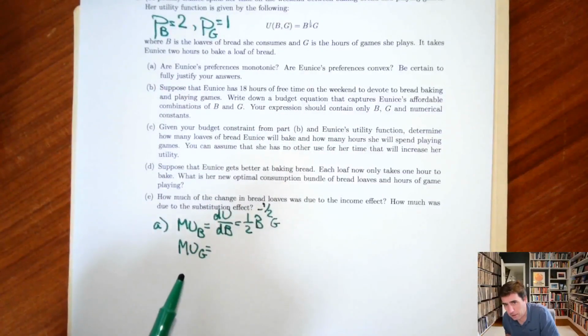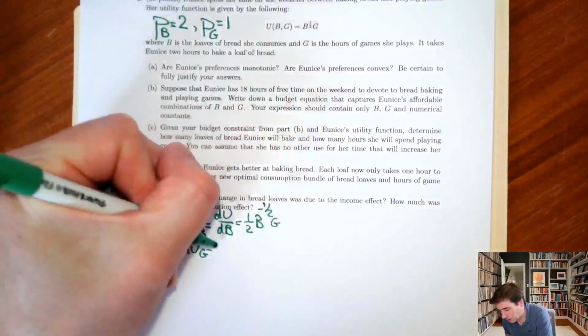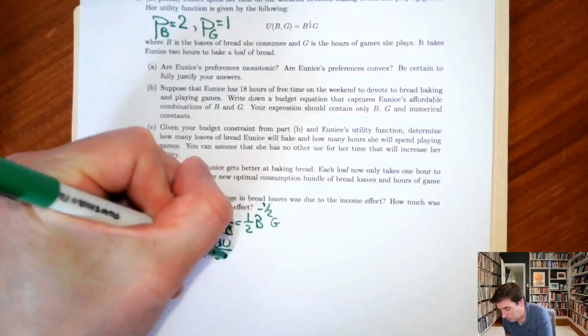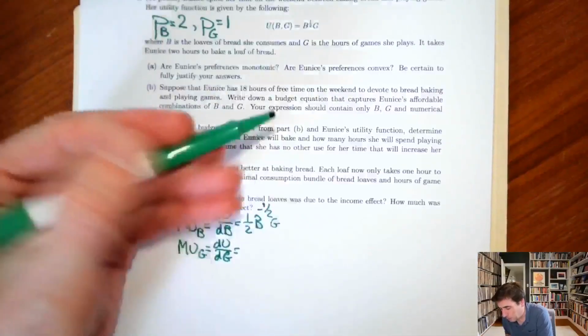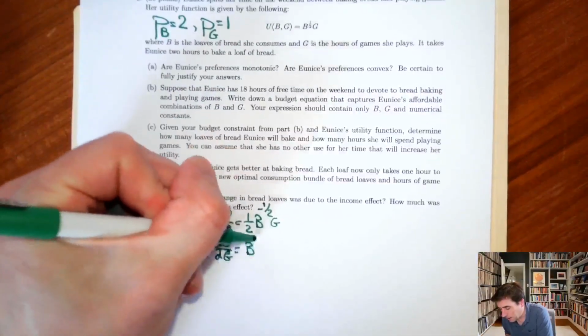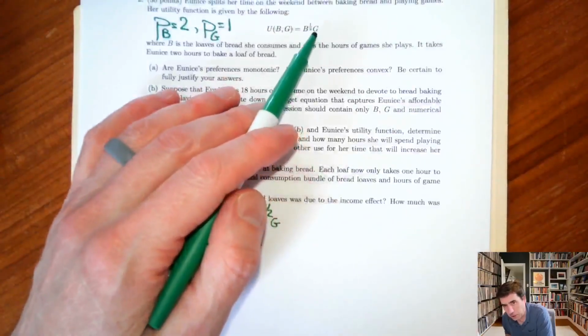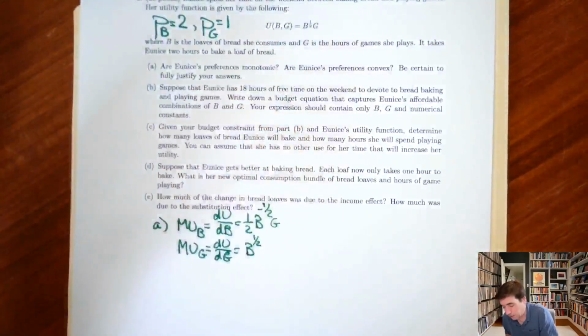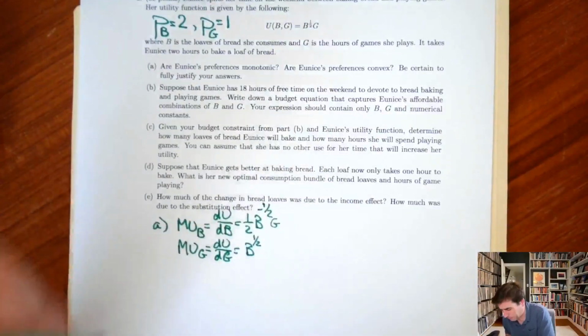For the marginal utility of g, I'm going to look at my utility function and take the derivative of utility with respect to g. So the exponent of g is 1, so that would just be a 1 out front. Nothing changes with my b, and when I lower the exponent by 1, that's g to the 0, so that just disappears, right? So my derivative is just b to the 1/2.